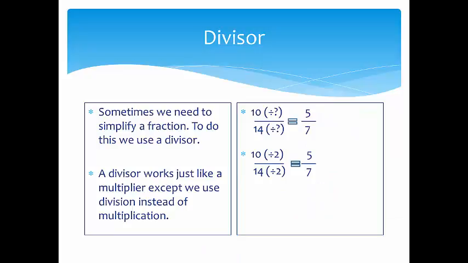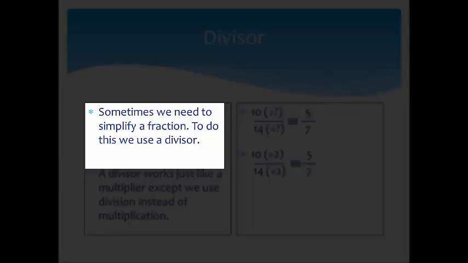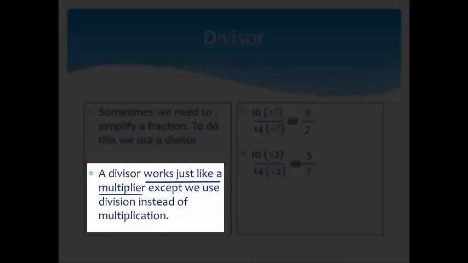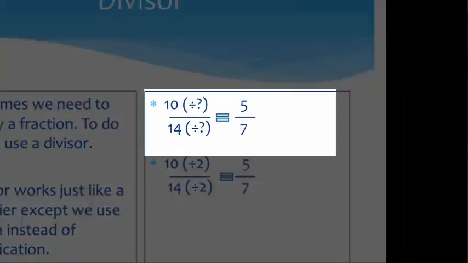As I mentioned earlier, sometimes we go in the opposite direction. We go from a larger fraction down to a smaller fraction. When we do this, this is a process called simplification, or we might say we simplify a fraction. But when we simplify a fraction, we need to use something called a divisor. A divisor works exactly the same as a multiplier, except we use division to solve the problem instead of multiplication. Let's look at a few examples.